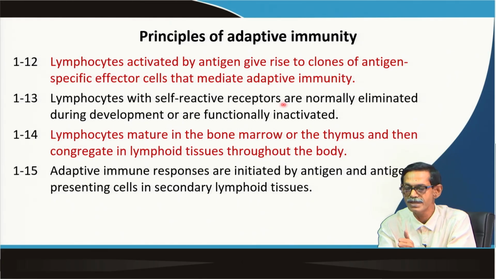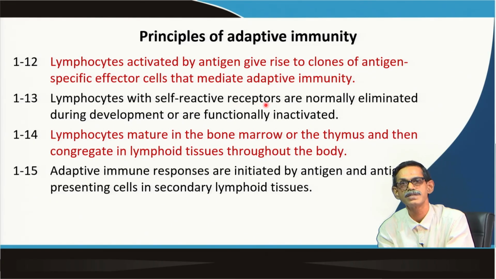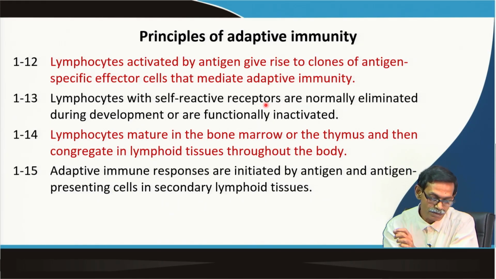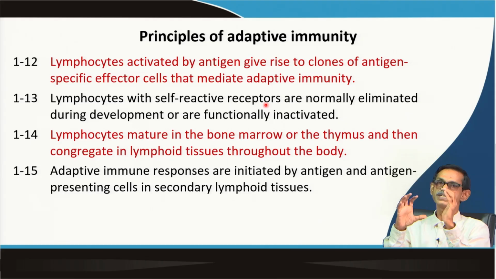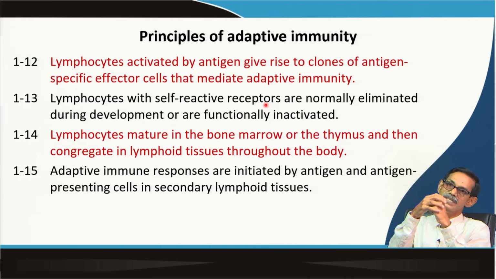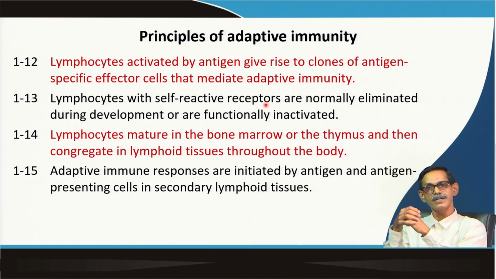Lymphocytes with self-reactive receptors are normally eliminated during development and functionally inactivated. Now, this is also saying, if the receptors of B cells and T cells can bind protein as antigen and get activated, why are they not interacting with our own protein?